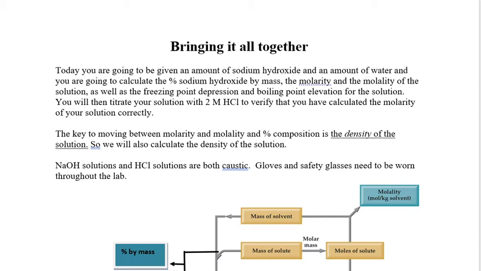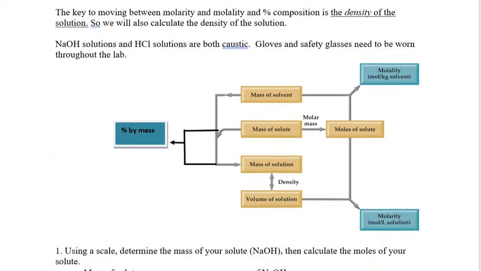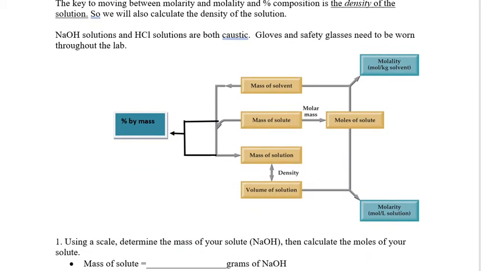So the key to moving between molarity and molality is knowing the density of the solution. Also, if you want to be able to go from percent composition to molarity, you need to know the density of the solution. So we're also going to calculate the density of our solution here. Sodium hydroxide as well as hydrochloric acid are both caustic, so you're going to be wearing your gloves and your safety glasses throughout this lab.